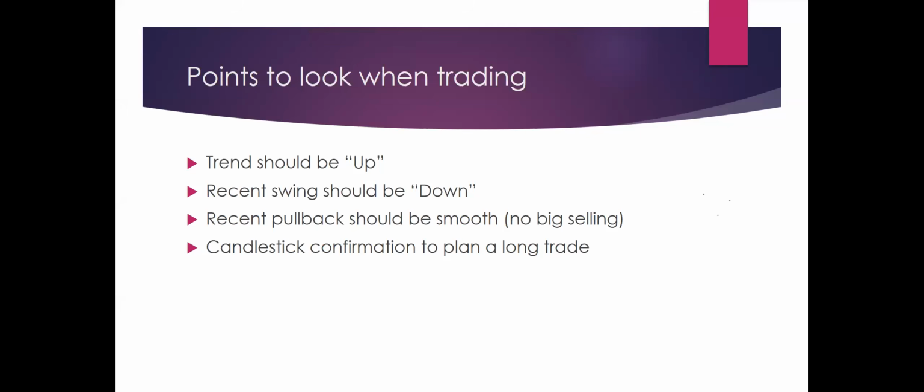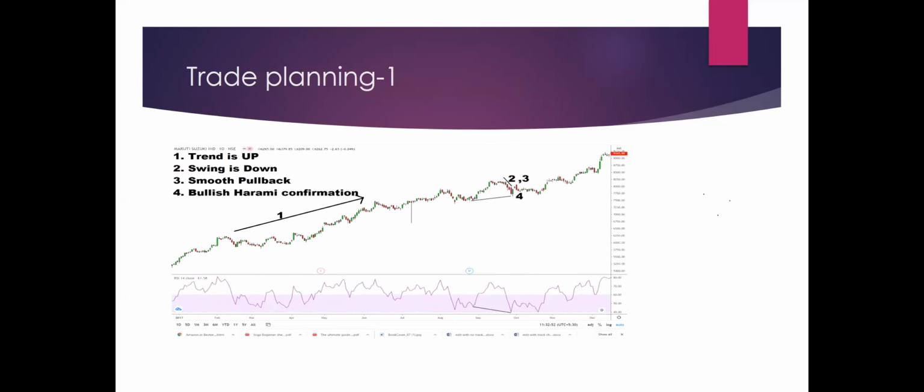And number three, that pullback should have occurred in a smooth way. So there should not be drastic selling or big selling volume regarding the pullback. And number four is there should be a candlestick confirmation to plan a long trade. This candlestick confirmation can come through a bullish harami, hammer, or bullish engulfing, something like that. I hope this is clear. Now we will see some examples of how to take these kinds of trades.